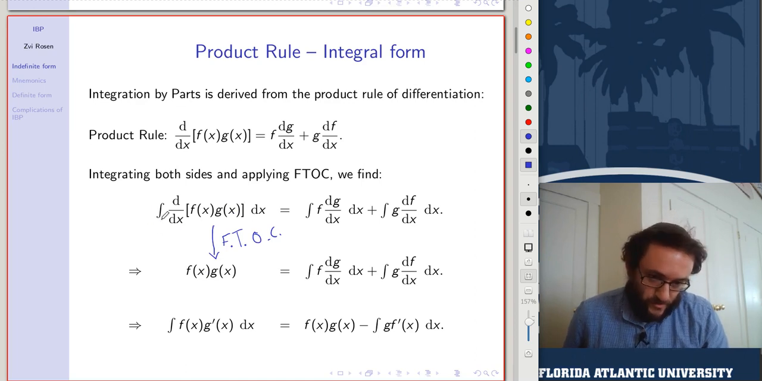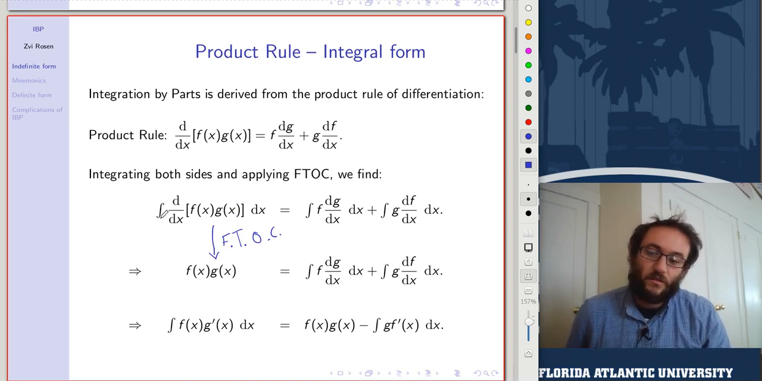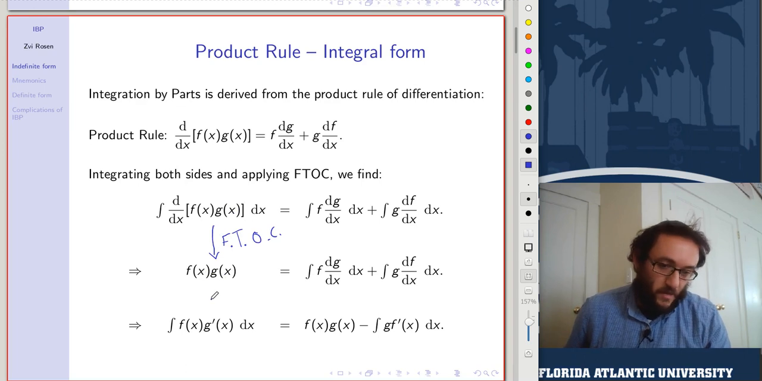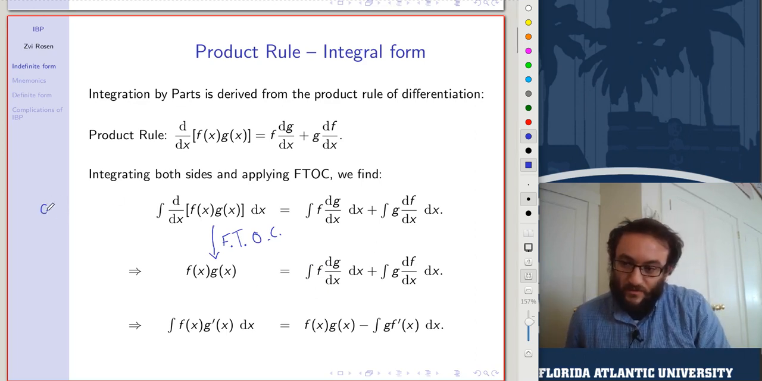Note that even though this is an indefinite integral, we do not pick up a constant of integration. And the reason for that is that we can just absorb any constants of integration onto the other side of the equation. I'm just going to write that as a note here. Constants of integration is absorbed on the left side, on the right side.